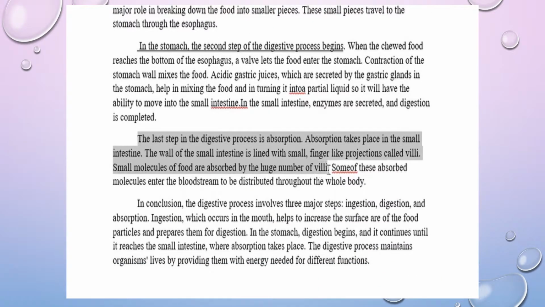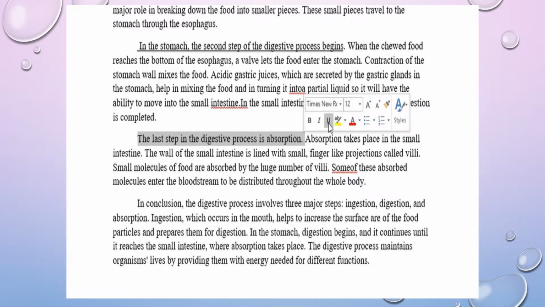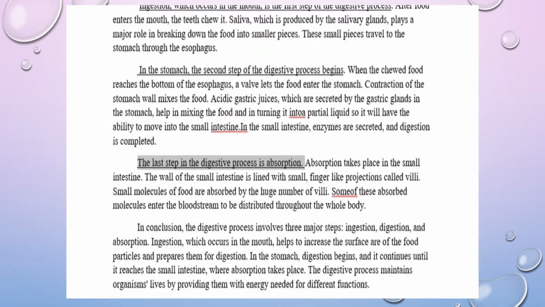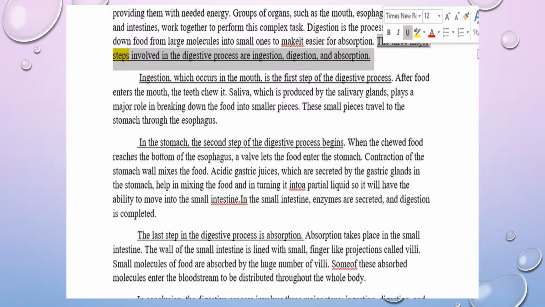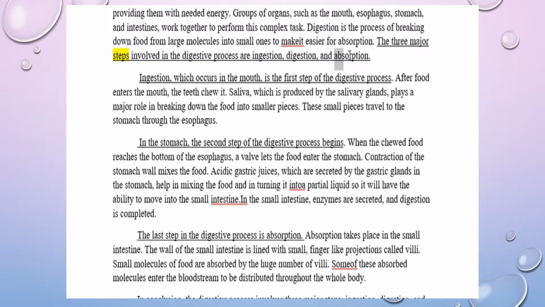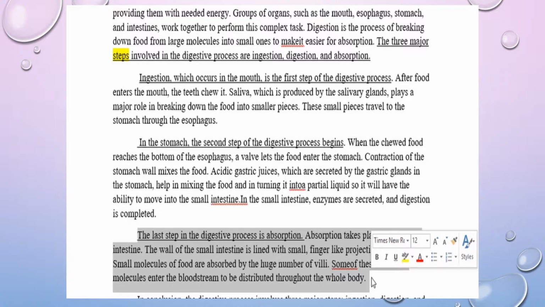The last step in the digestive process is absorption. Absorption takes place in the small intestine. Now, this right here is the main idea of the third body paragraph. It relates back to the thesis because it gives us the third step in the digestive process, which is absorption. This paragraph will only discuss the absorption step in the digestive process.